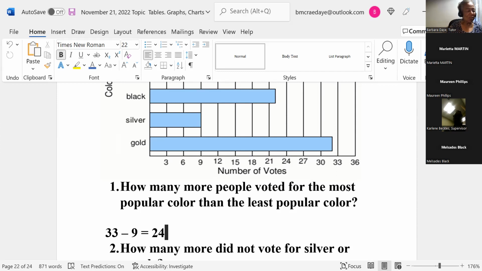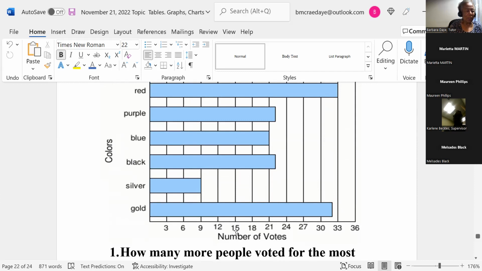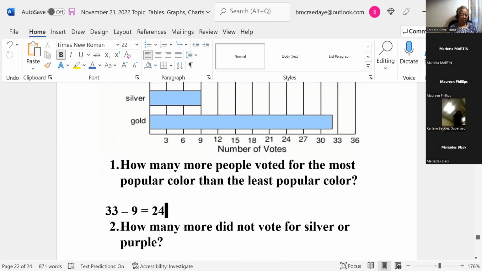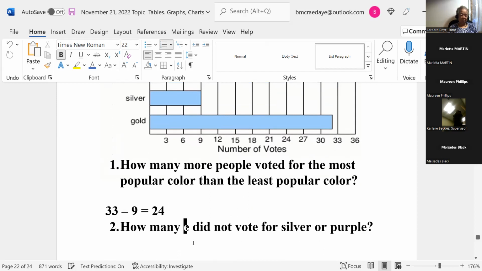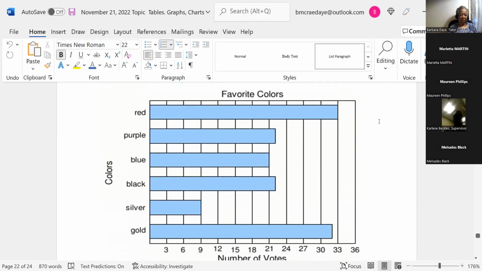Questions? Okay. How many did not vote for silver or purple? Okay, so look at the graph. How many did not vote for silver or purple? That's number 2. So here's the graph. Tell me the number. How many did not vote for silver or purple?